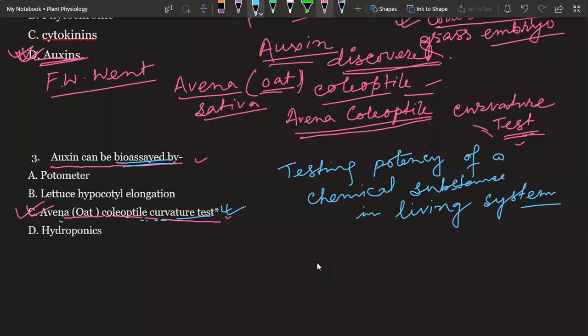This is not only testing their presence also. So we call it the bioassay of auxin. The bioassay of auxin is by the Avena curvature or Avena coleoptile test.